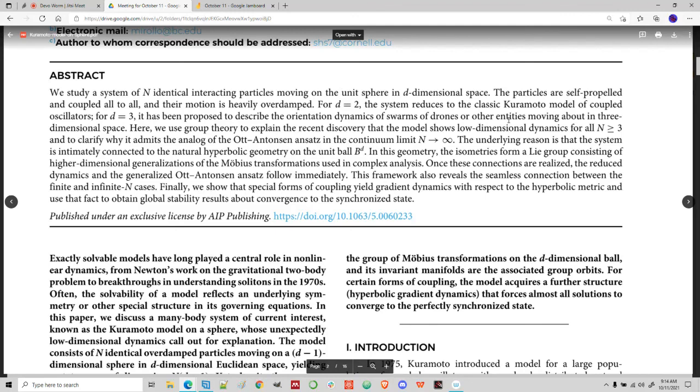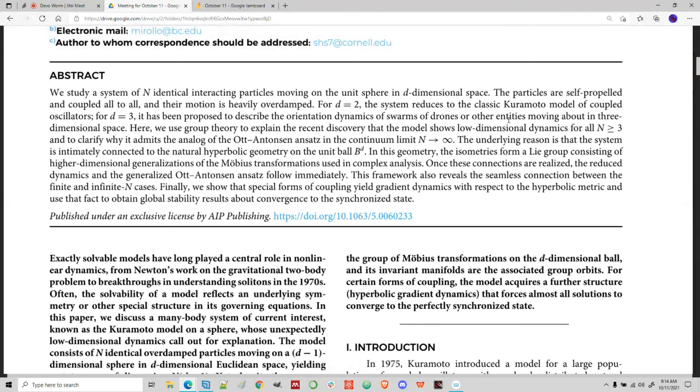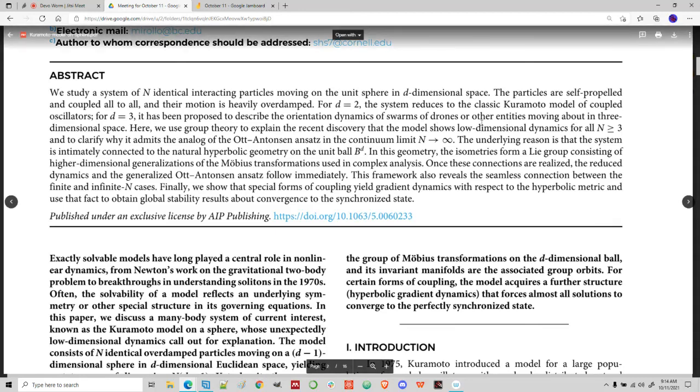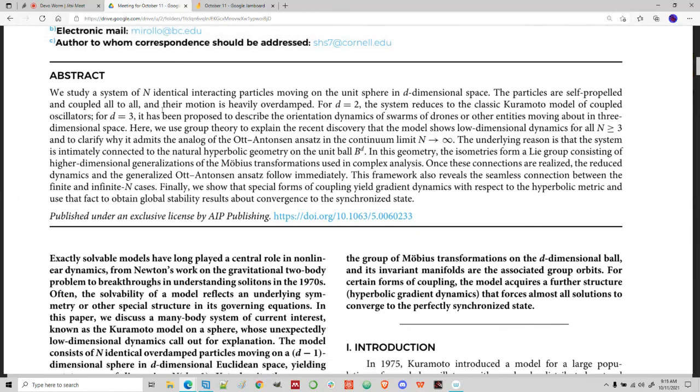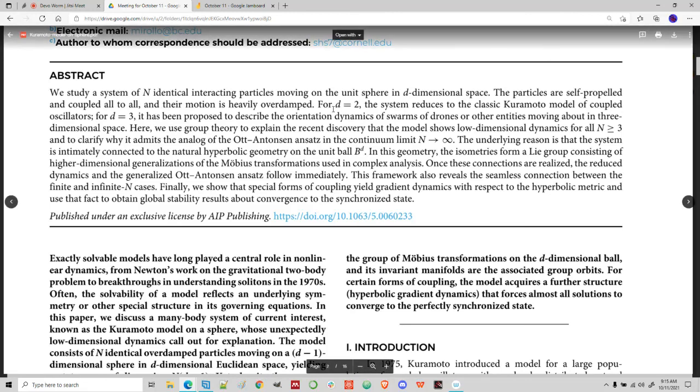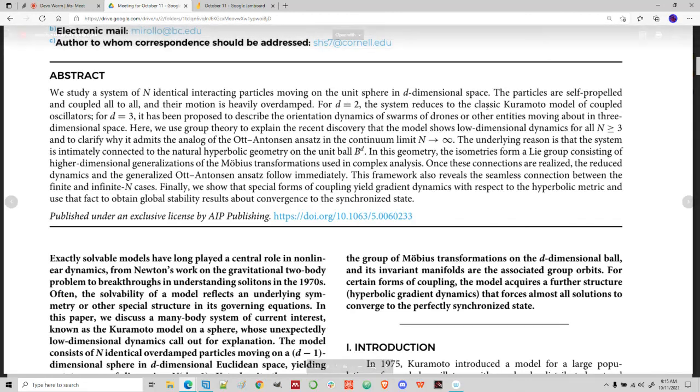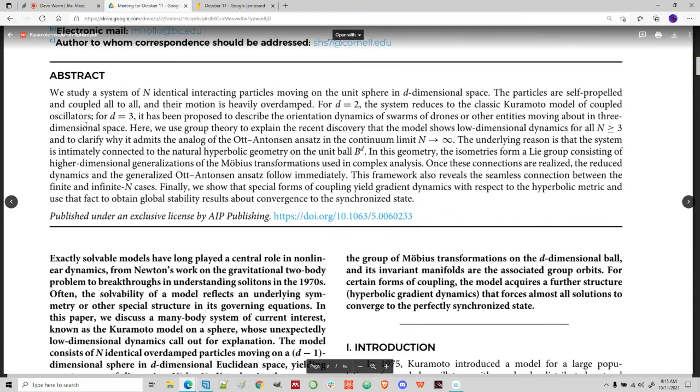So it's just this bunch of particles on the surface of a sphere, and they're interacting with one another. The particles are self-propelled and coupled all-to-all, which means there are no pairwise dependencies; each particle is associated with every other particle. For d equals 2, the system reduces to the classic Kuramoto model of coupled oscillators.